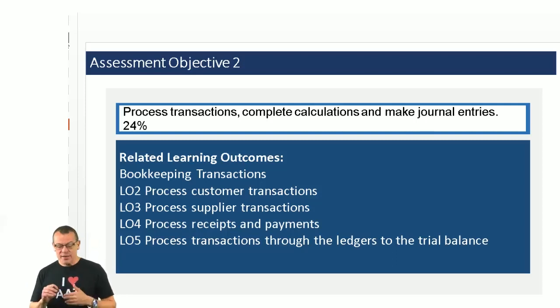We're then going to look at transactions through the ledgers to trial balance. Inevitably that will mean balancing off accounts, and you're all very used to T accounts at this level, carrying down, bringing down, and maybe producing or transferring to the trial balance. That is all examined under AO2. It has a 24% weighting also. So this is what we're looking at.